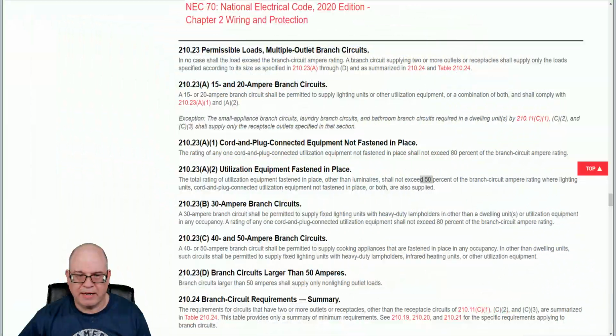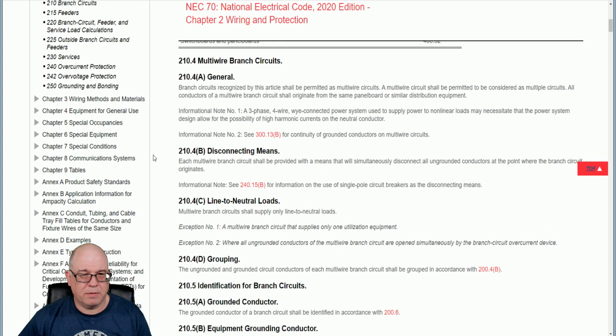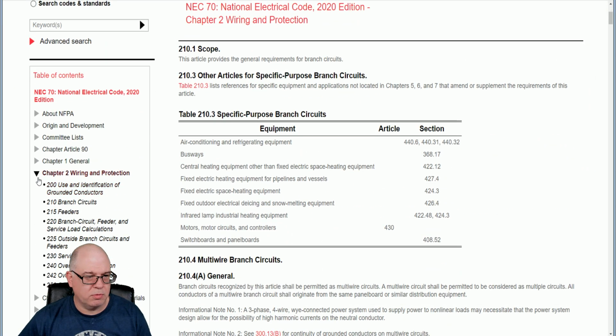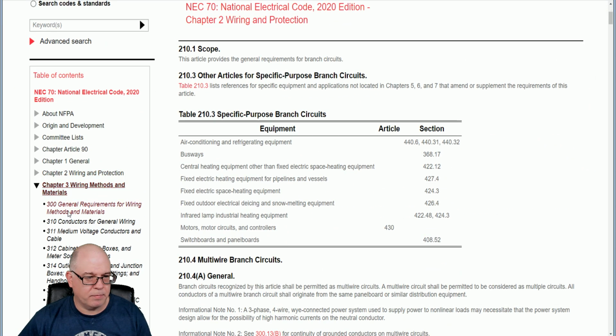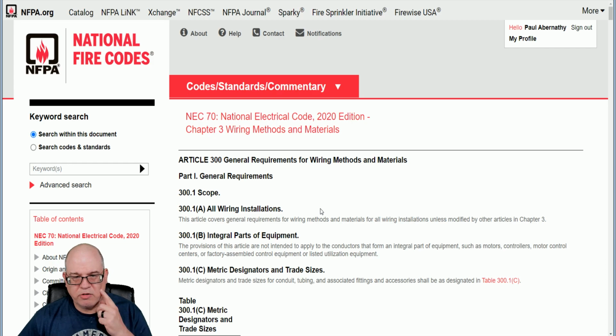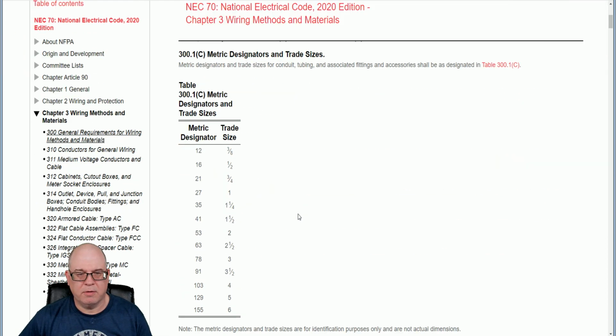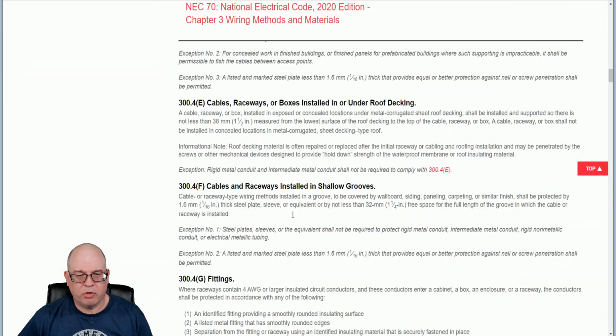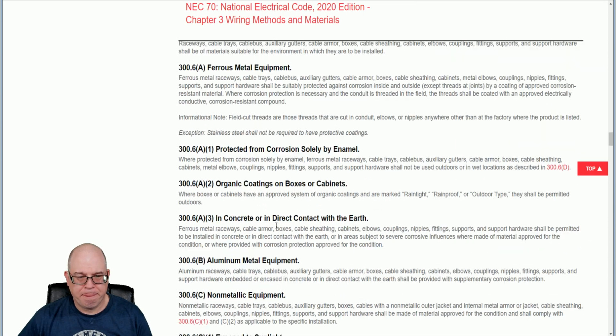And let's see what we've got to do. So we've got to, oops, sorry about that. We got to go to the top. And we got to go to 300, which is the general requirements for wiring methods. And we're going to go to 300.19.